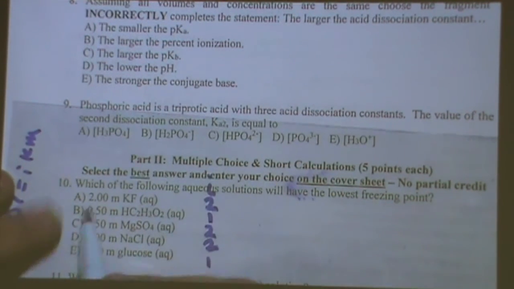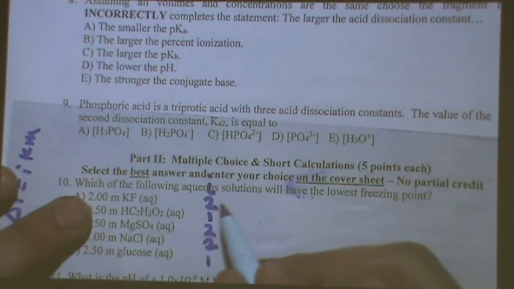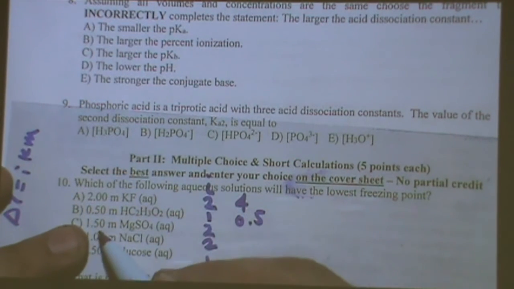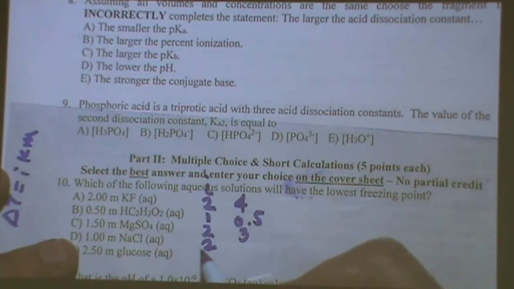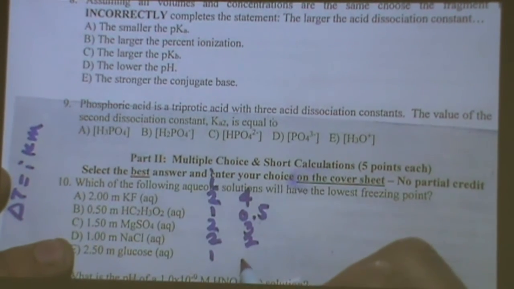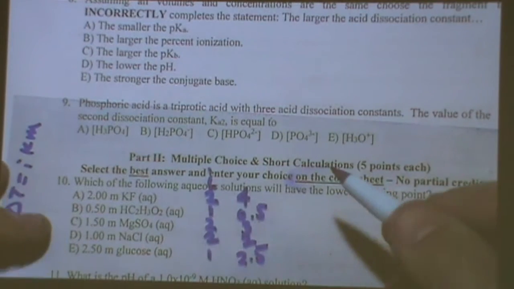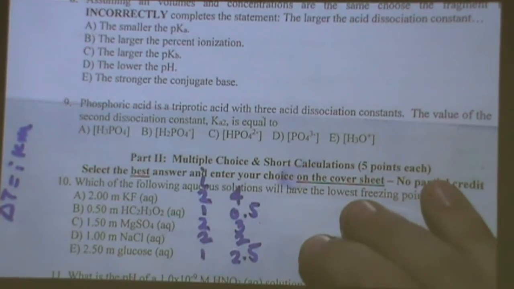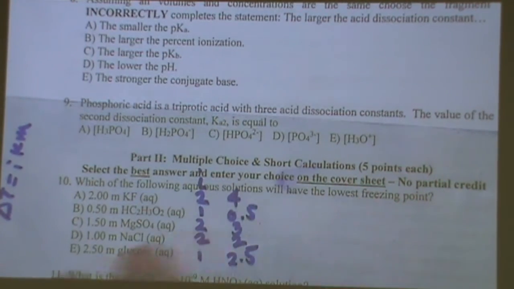So now I go m times i. 2 times 2 is 4. 0.5 times 1 is 0.5. 1.5 times 2 is 3. 1 times 2 is 2. 2.5 times 1 is 2.5. Looks like A will give us the largest multiple. That means it will have the largest delta T, and thus it'll have the lowest freezing point. Is that all right? Okay, who's next? Classic problem, by the way.